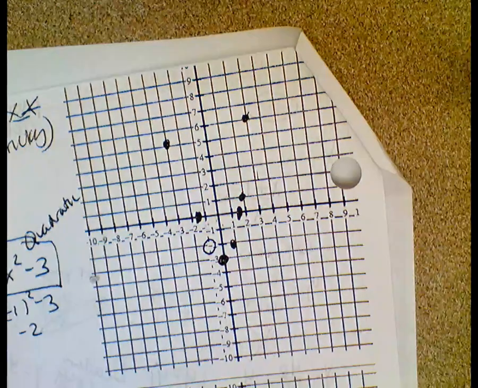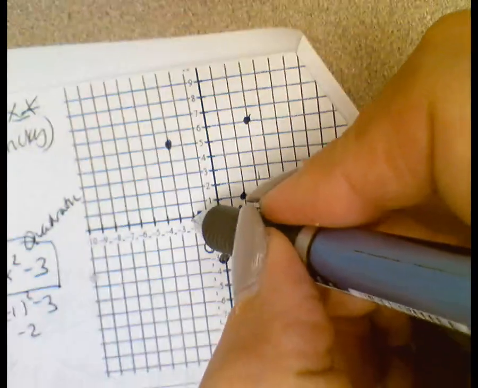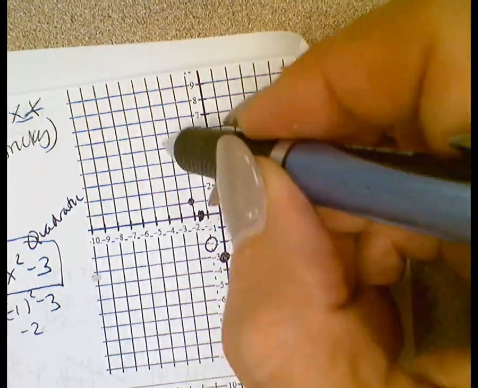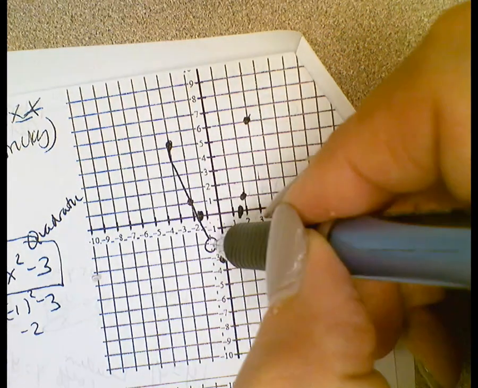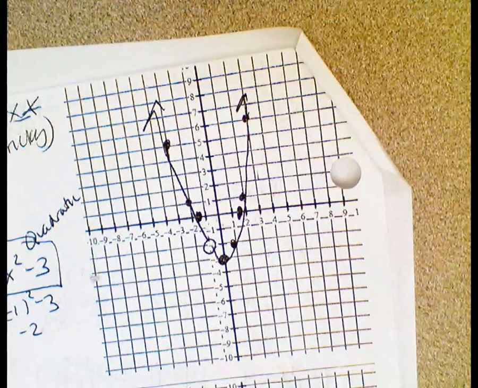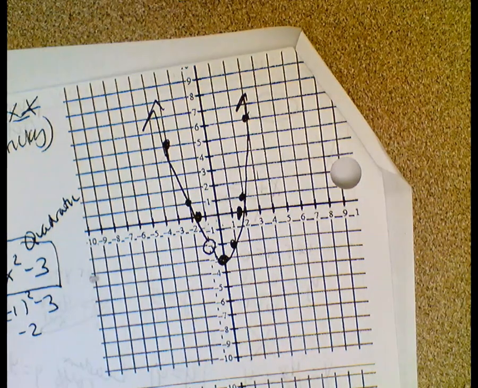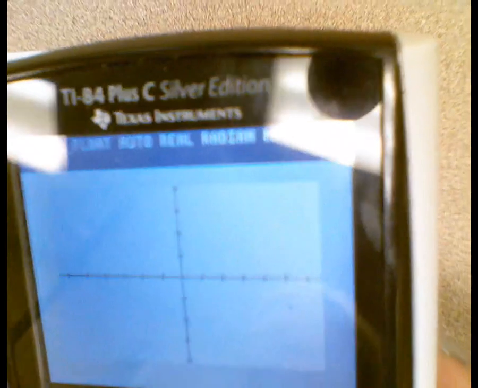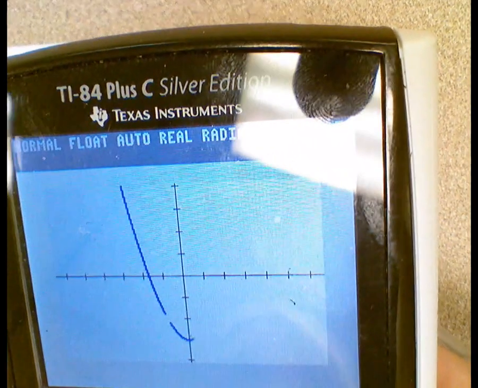I see a -2, 1. I think I've got plenty of points to draw this beautiful looking quadratic with a hole in it. Look at that. Isn't that lovely? And again, the graph looks just like it with a hole in it.